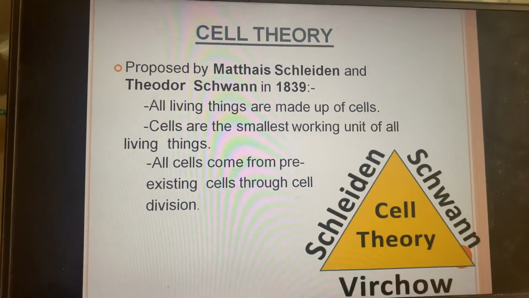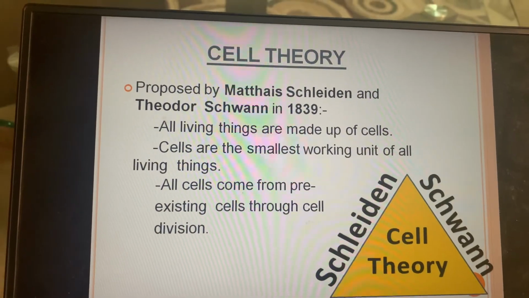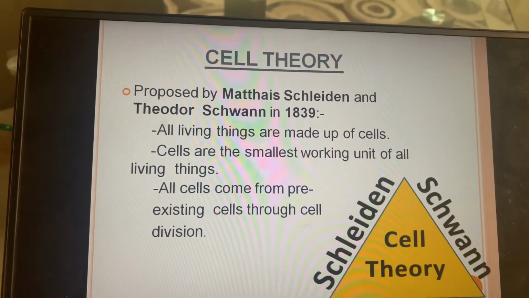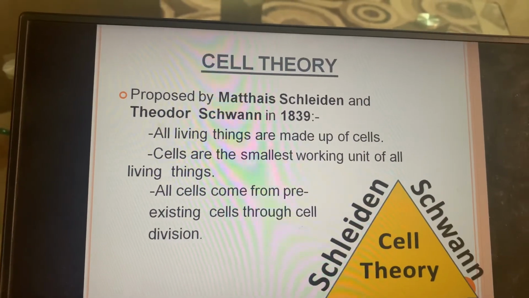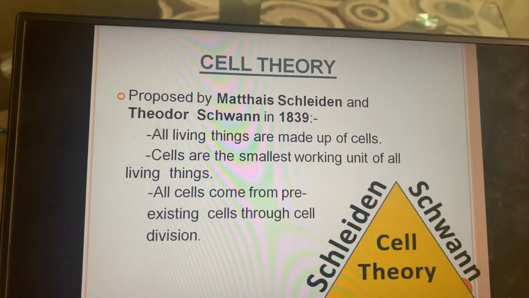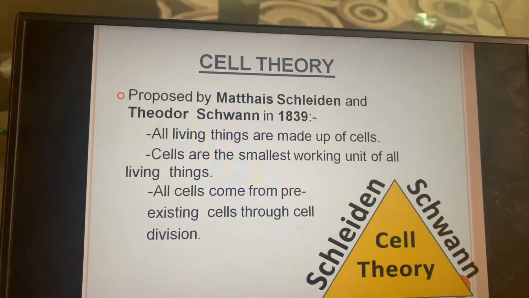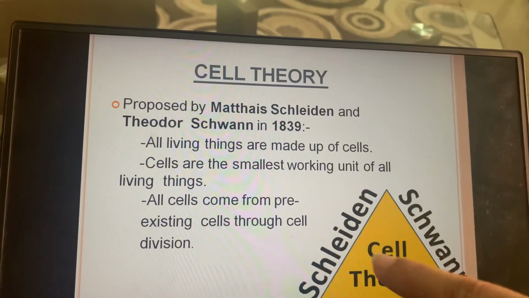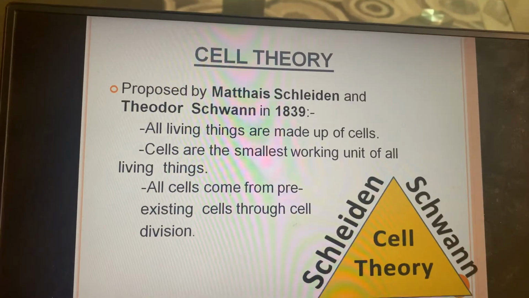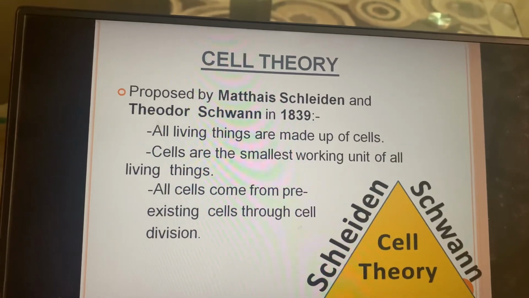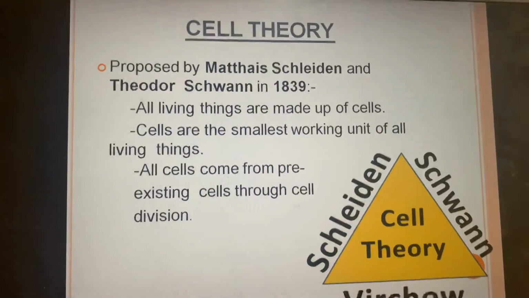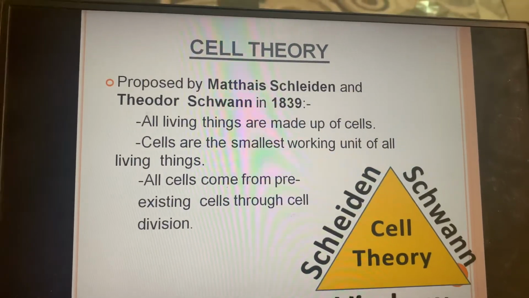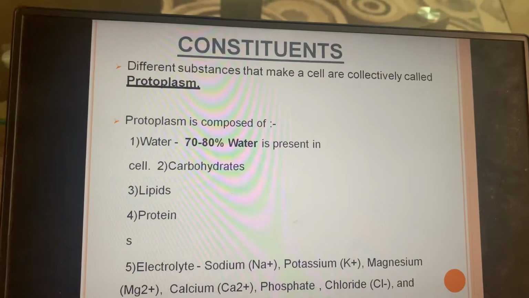Cell theory was proposed by Matthias Schleiden and Theodor Schwann in 1839. According to them, living things are made up of cells. Cells are the smallest working unit of living things. All cells come from pre-existing cells through cell division.